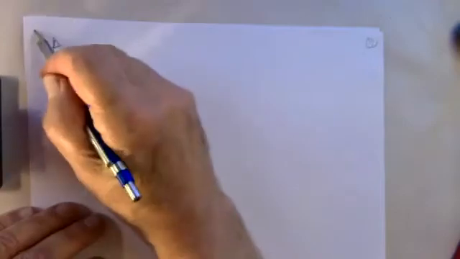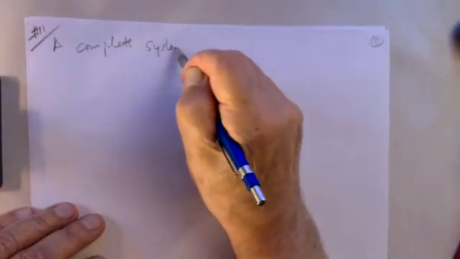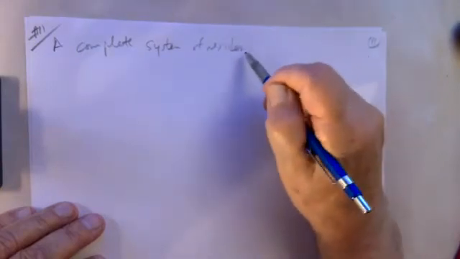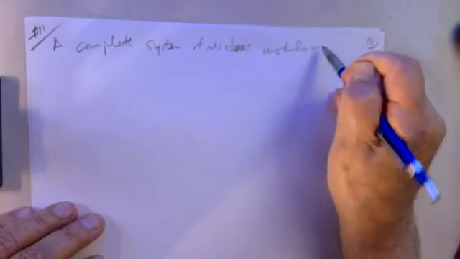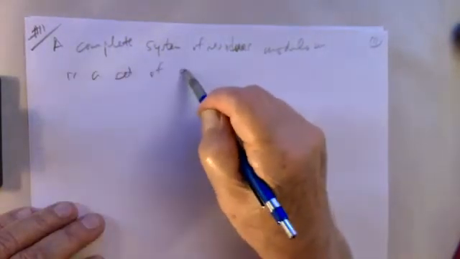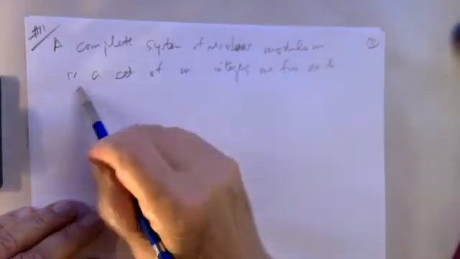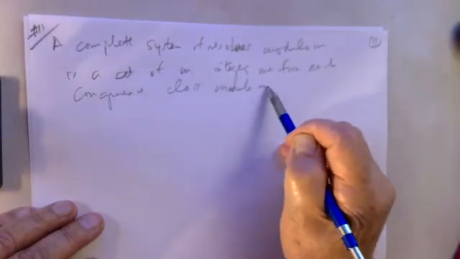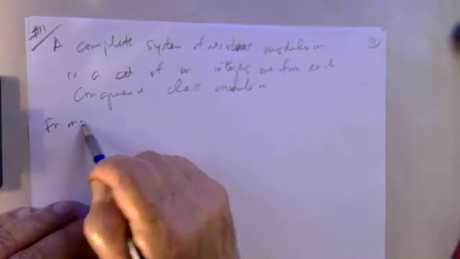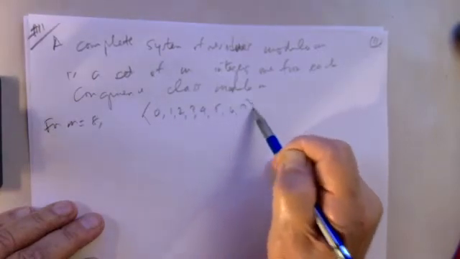So a complete system of residues, or set of residues, same thing, modulo M is a set of M integers, one chosen from each congruence class modulo M. So for example, if you take M equal 8, you could just take the numbers 0, 1, 2, 3, 4, 5, 6, and 7. You have 8 numbers and one from each congruence class.